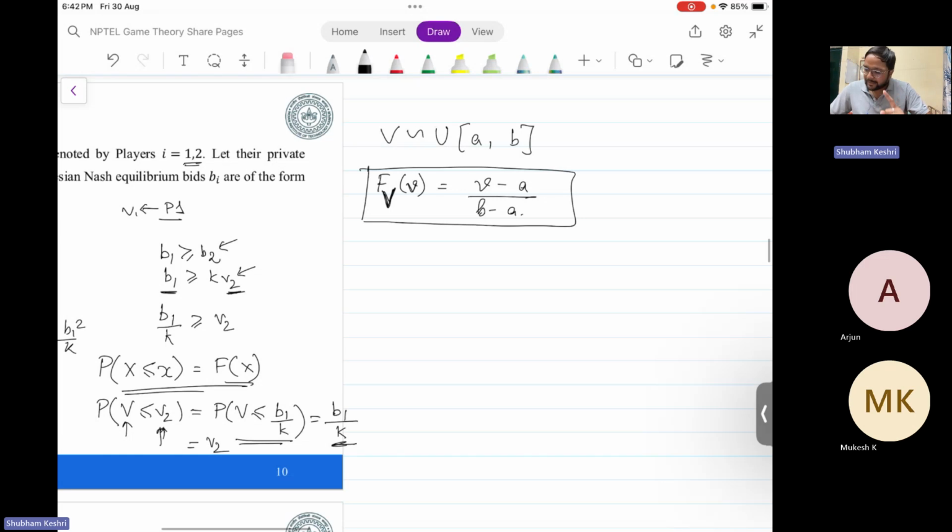Now, for our example, a is equal to 0. Sorry, can you explain this part again? I didn't understand.